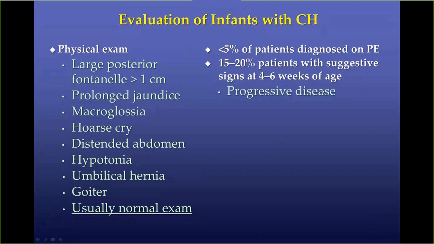And as I mentioned, usually a normal exam. Less than 5% of patients are diagnosed on physical exam. 15 to 20% will have suggestive signs at 4 to 6 weeks, and that's important to know. 4 to 6 weeks is usually the age at which we have to decide if we're going to start thyroid medication or not. A lot of articles and updates talk about 6 weeks and later, you will start seeing signs of congenital hypothyroidism, and some of them will be irreversible. So it's always important to figure out if you want to start medication before that time period.